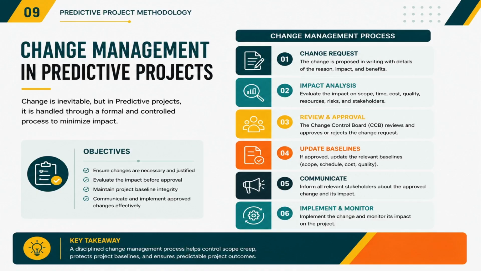Then the Change Control Board, or CCB, will review the request and decide whether to approve or reject it. If it is approved, the relevant project baselines will be updated, the stakeholders will be informed, and the change is implemented and monitored. This disciplined approach will help to prevent uncontrolled scope creep and protect the project from any unexpected disruptions.